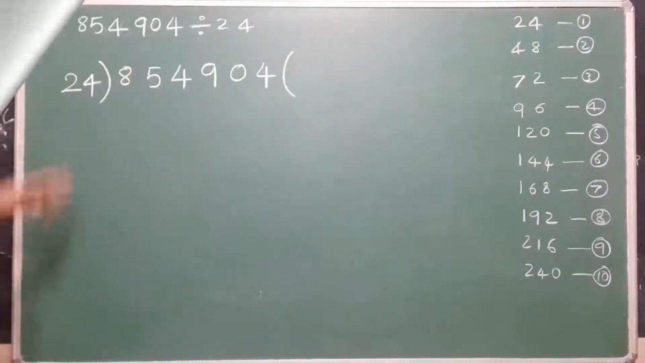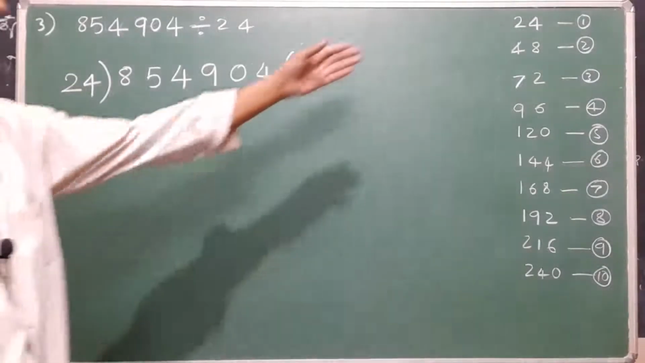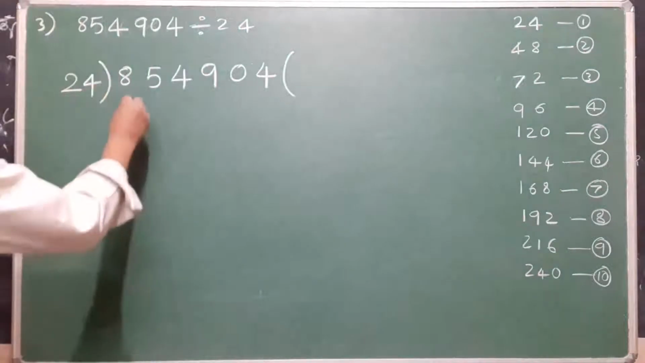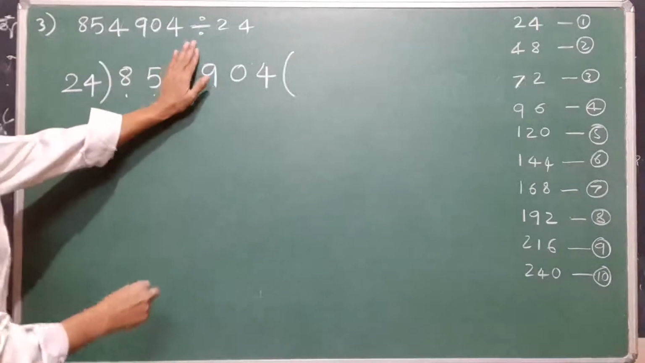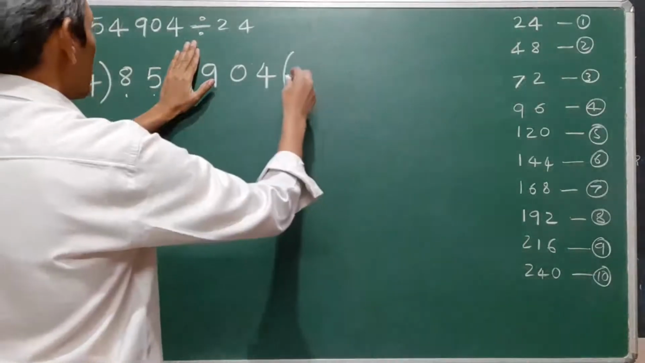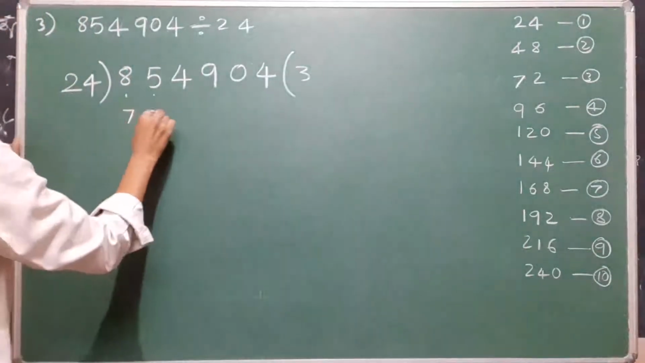Now let us divide 854904 by 24. This is the table of 24. Now we start dividing using the 24 table. 8 is not there, take the next one, it becomes 85. Search for 85, it is not there, less than 85, 72 is there, that is 24 3s are 72.